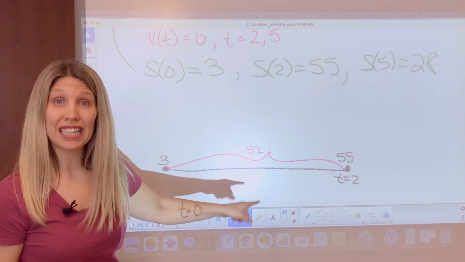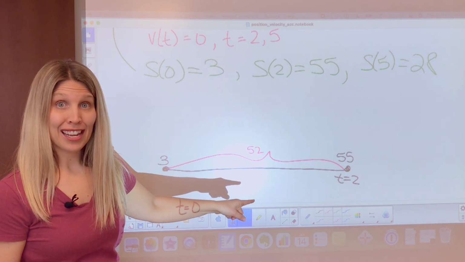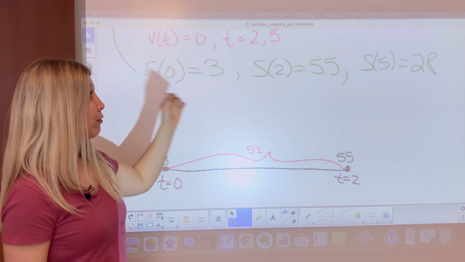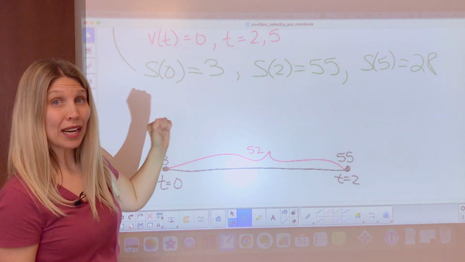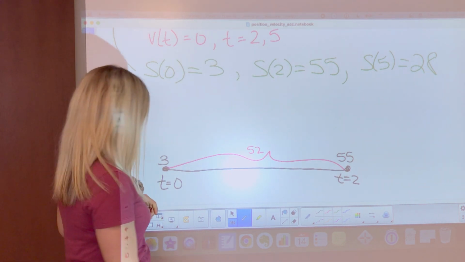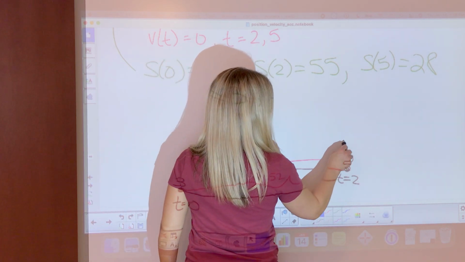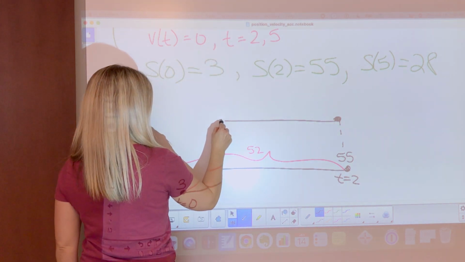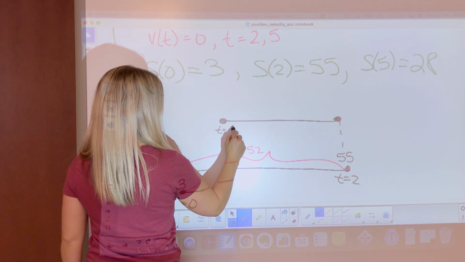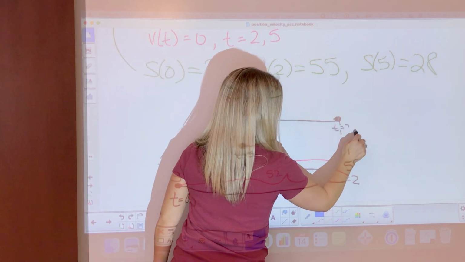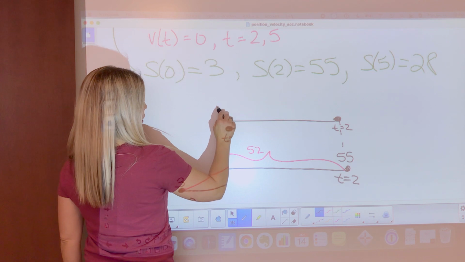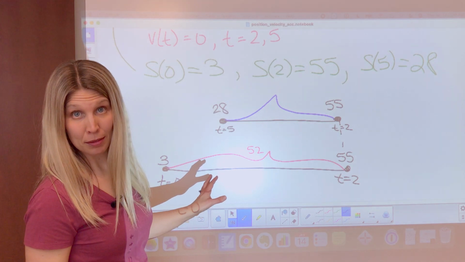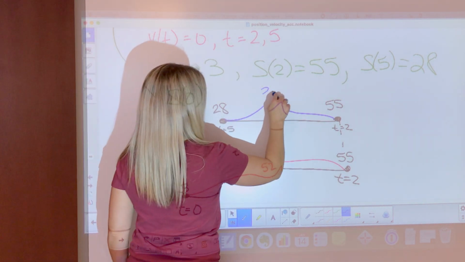But when t was 2, you stopped, right? You stopped and you came back and you went another direction. And from 2 to 5, you went back. So I'm just going to do a dotted line up here. You drove back this way when t equals 5. This is still when t equals 2. You drove back to 28. How many units spans that distance? 55 minus 28 is 27.